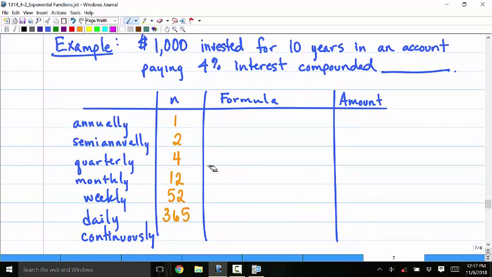Okay, last problem. You want $1,000 invested for 10 years at an account paying 4% interest compounded blank. And I told you annually, semi-annually, all the way up to continuously. The only one that uses the PERT formula is what? Continuously. So this is going to be A equals PERT. What is the formula? What are you going to type in? You're going to do P e to the RT.